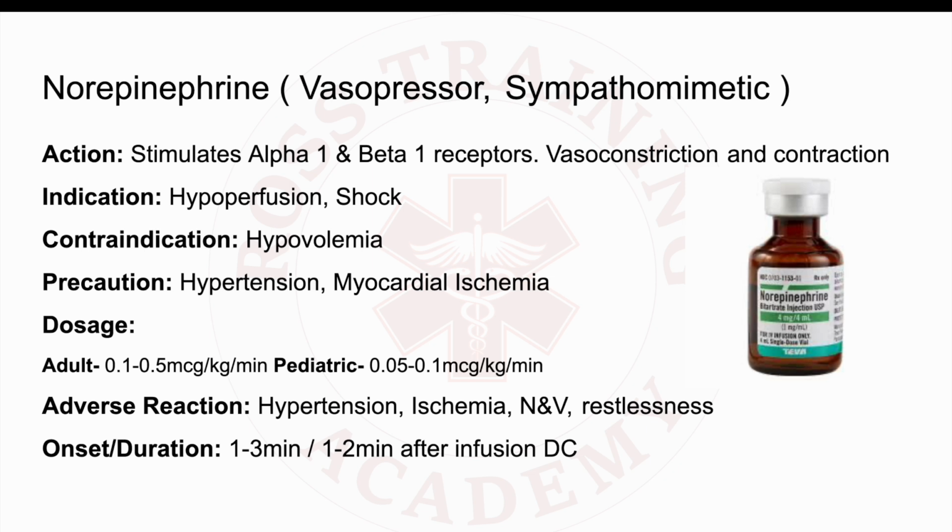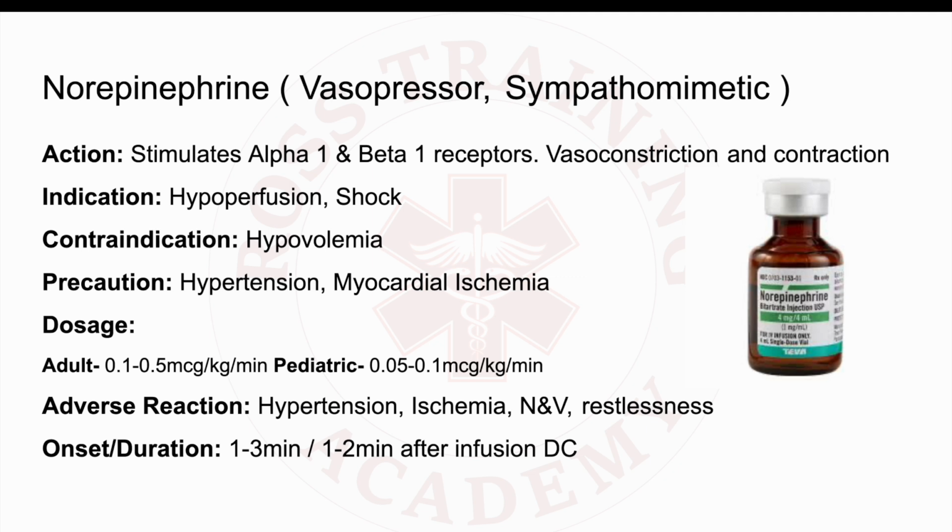It's going to stimulate alpha and beta 1 receptors. It vasoconstricts and contracts. Indications, you're going to use it for hypoperfusion and shock. Because norepinephrine doesn't increase the heart rate too much, at least in lower doses, you're going to see it more used for distributive or septic type shocks. Contraindications, just hypovolemia. Some precautions are going to be hypertension and then myocardial ischemia.